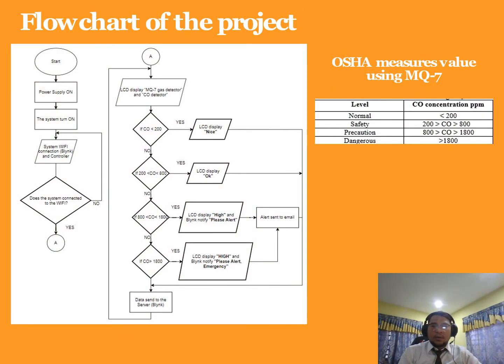Furthermore, the flowchart of the system. The system starts with establishing the internet connectivity of the microcontroller. Once the connectivity is ready, the gas sensor begins detecting the presence of CO and sends the data to the LCD and Blynk application through the microcontroller. If the concentration of CO is less than 200, the LCD will display nice. If the concentration is between 200 and 800, the LCD will display OK. Then if the concentration is between 800 and 1800, the LCD displays high and the Blynk app will notify please alert.